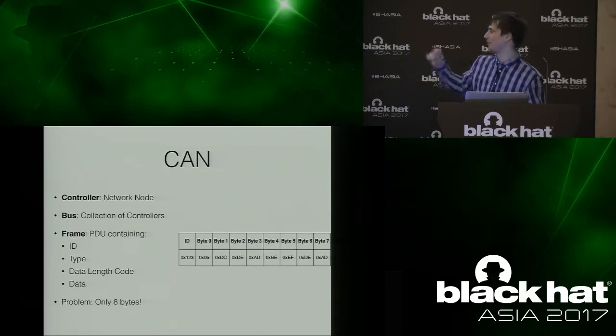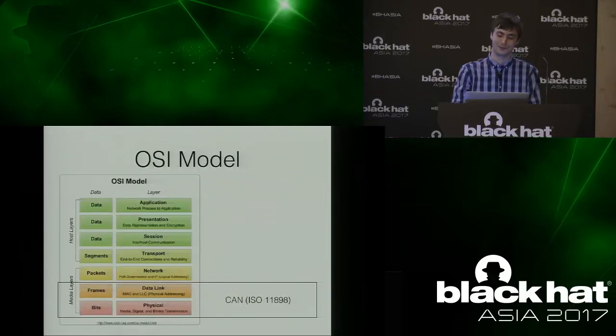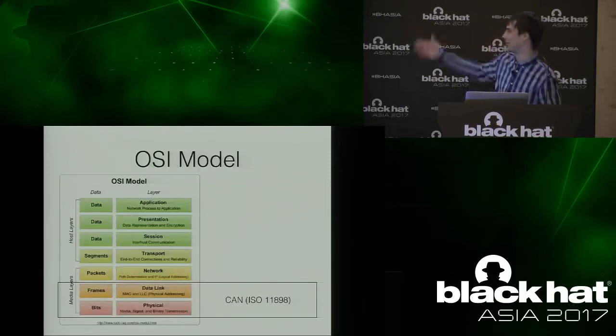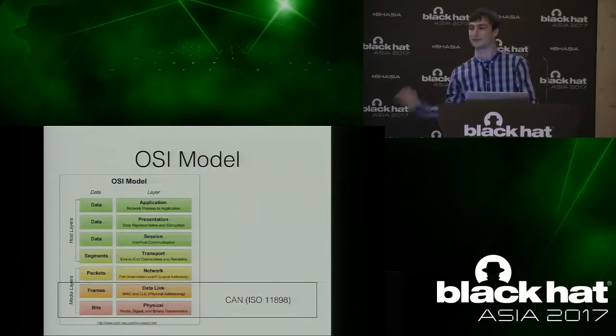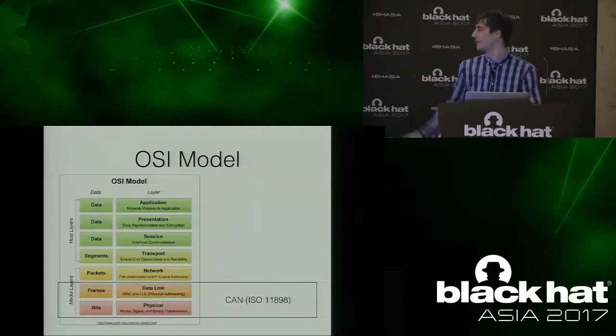There was a problem with this. You only have 8 bytes. And if you've ever tried to update firmware 8 bytes at a time, you know that's not a good idea. It will be very slow. So we'll have to fix that, but we'll get there. CAN actually takes up just the bottom of this stack. So it's dealing with the ones and zeros, the symbols on the actual bus, and it also deals with addressing and arbitration. So chunk that in at the bottom, CAN.